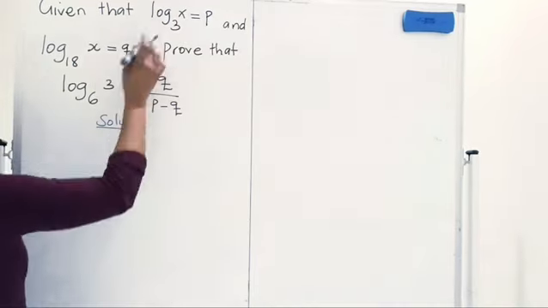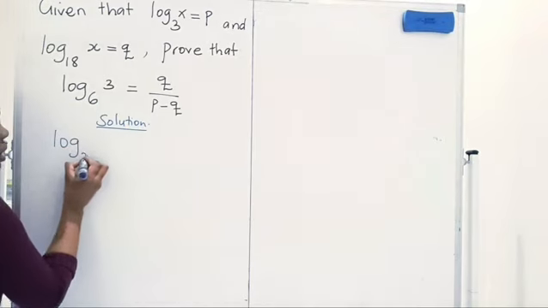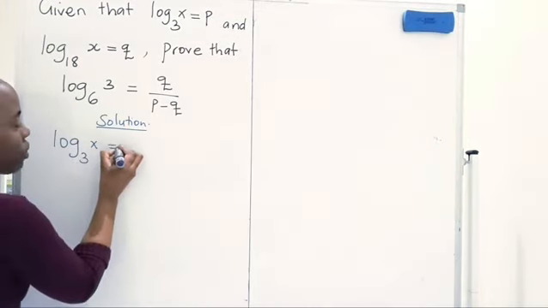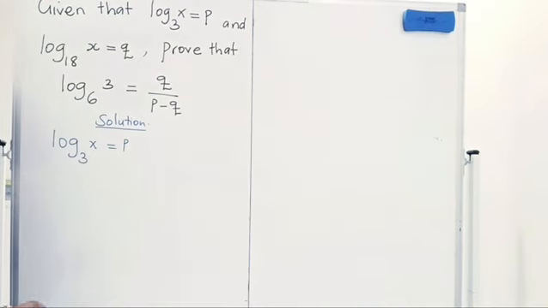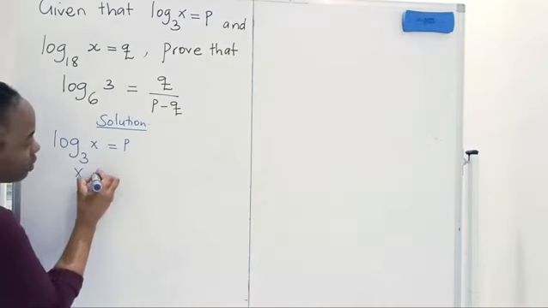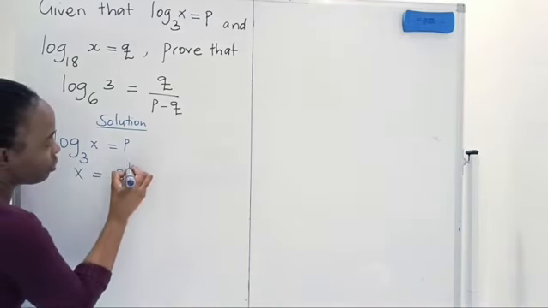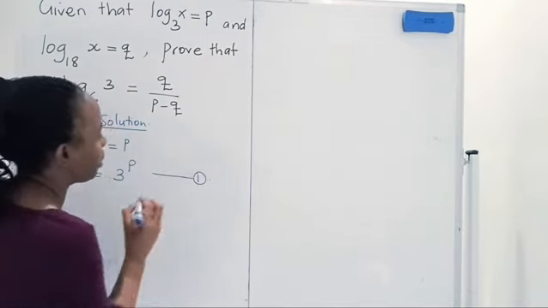let us start with log 3 of x. Log 3 of x is equal to p. Let us take it back to indices. We shall say that x is equal to 3 to power p. That is our equation 1.